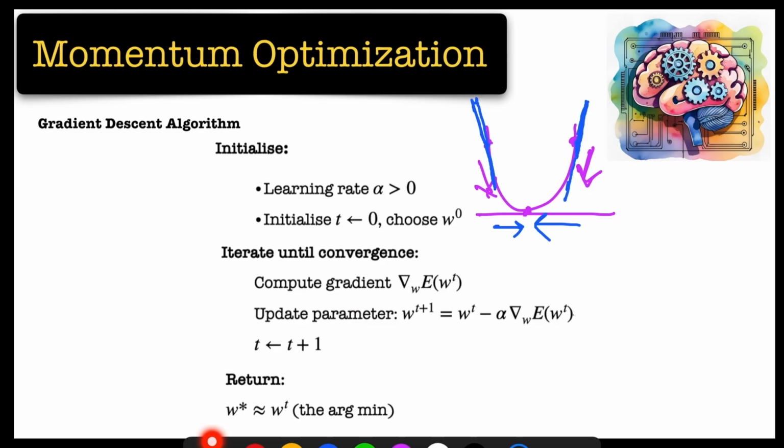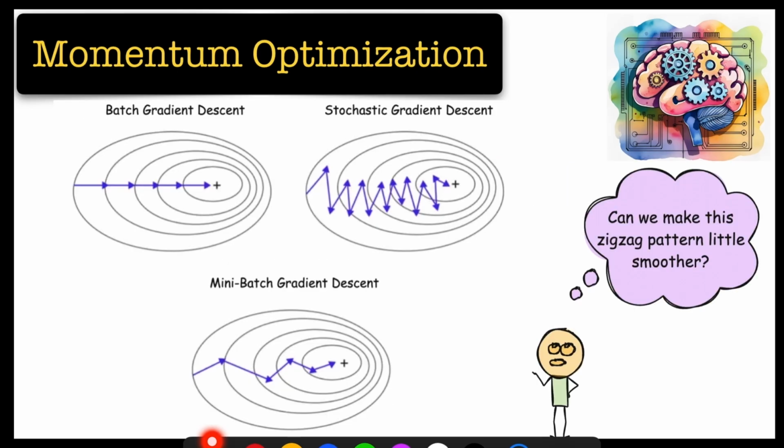Now this is the vanilla gradient descent. This is not that useful. In our previous videos, we also talked about batch gradient descent, stochastic gradient descent and mini batch gradient descent.